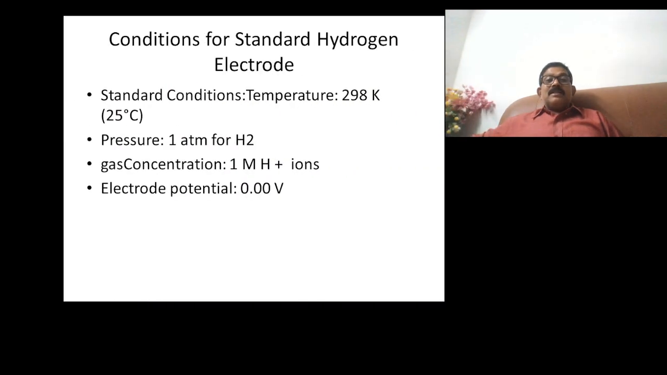Then conditions for standard hydrogen electrode. Standard conditions are temperature is 298 Kelvin, that is 25 degrees centigrade. Pressure is 1 atmospheric pressure for H2 gas. The concentration is 1 molar H plus ions. The electrode potential is 0.00 volts. These are the conditions for standard hydrogen electrode.